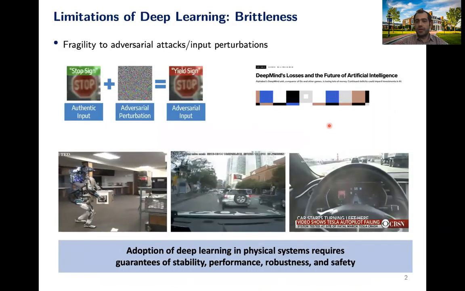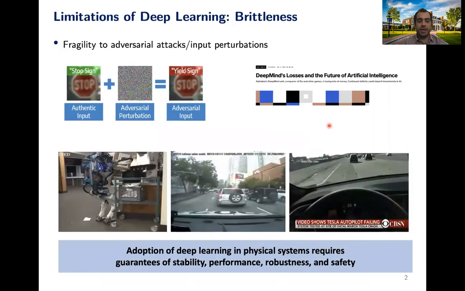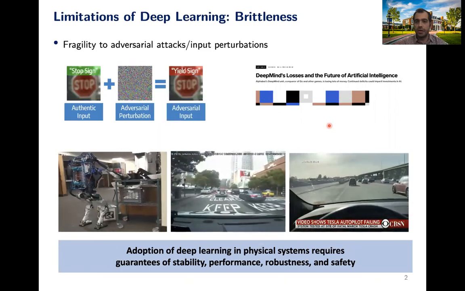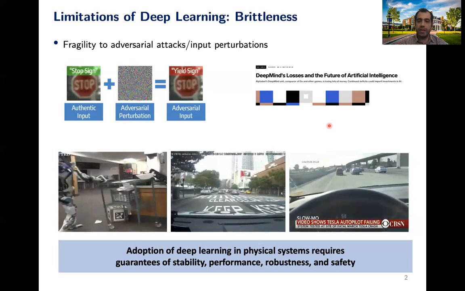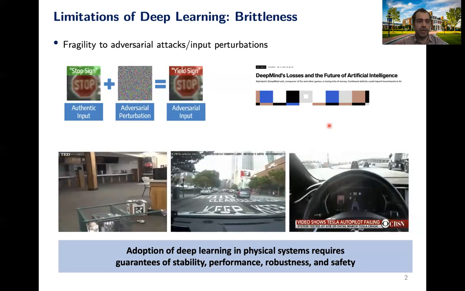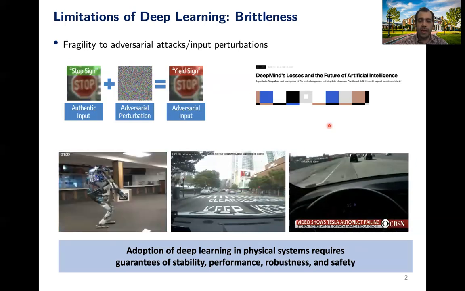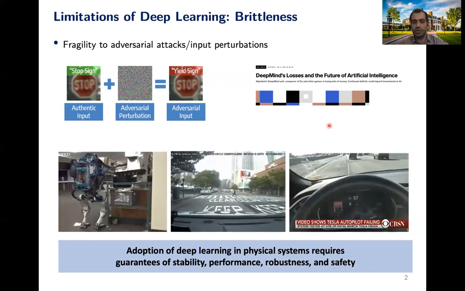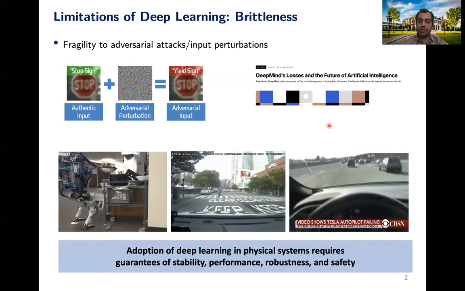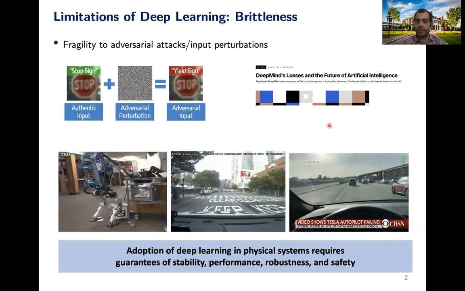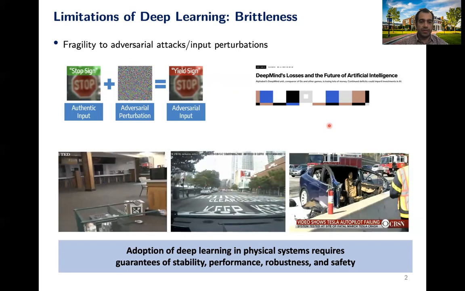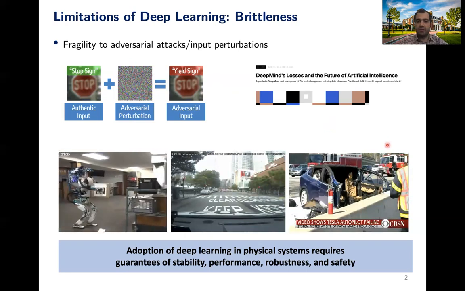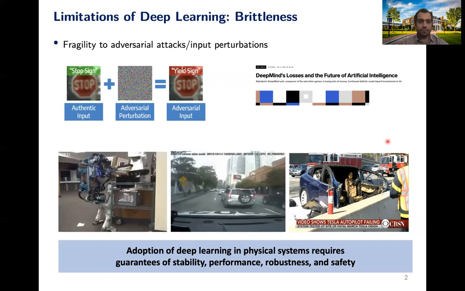However, despite this great success, there are certain limitations that hinder the adoption of deep learning technologies in physical autonomous systems. And one of these main limitations is the issue of brittleness. It is now relatively well known that neural networks can be quite fragile to adversarial attacks and input perturbations. And in order to adopt deep learning technologies in safety critical systems, such as autonomous systems, we need strict guarantees of stability, performance, robustness, and safety.